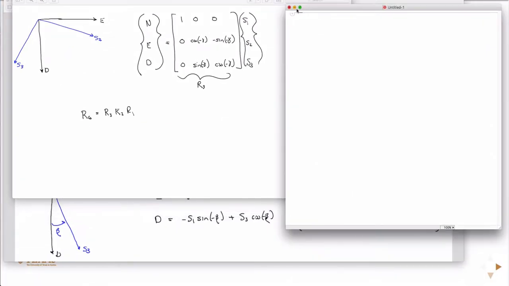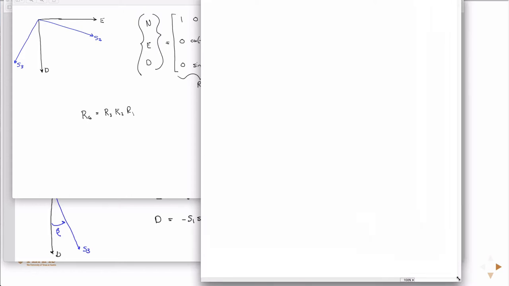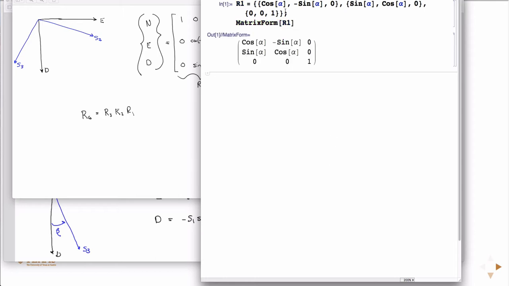I'm going to just do it in Mathematica because I hate algebra. I'm going to create a matrix R1, and the nice thing I like about Mathematica is I can type the things in there just as you would see it on the page. I can use the Greek symbols and everything. And of course, I said all the angles were negative, right?